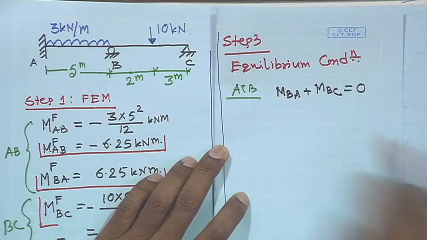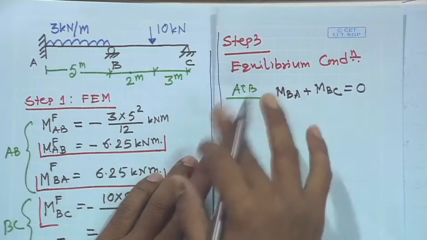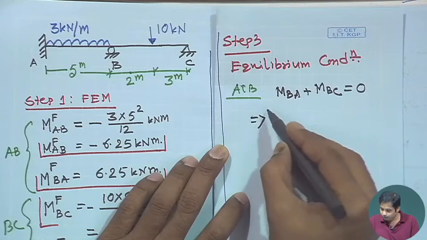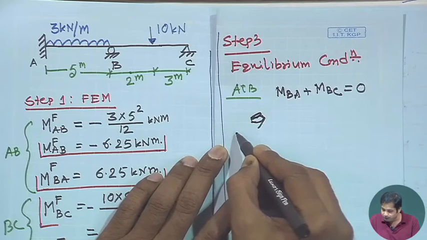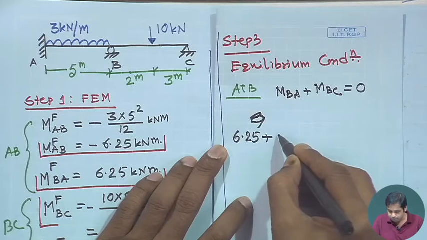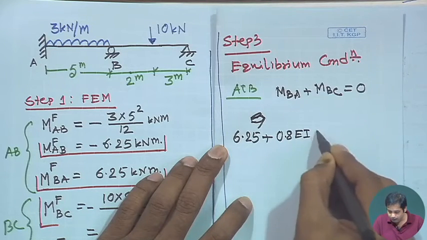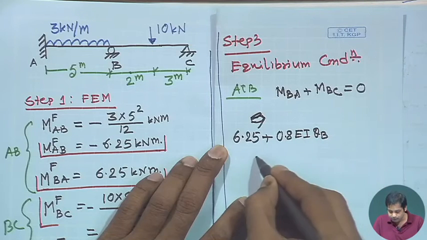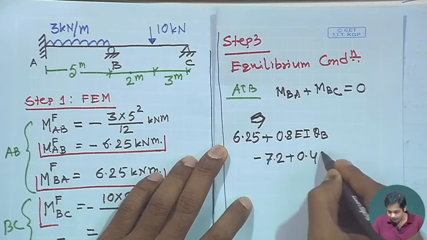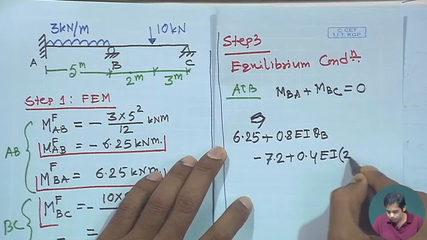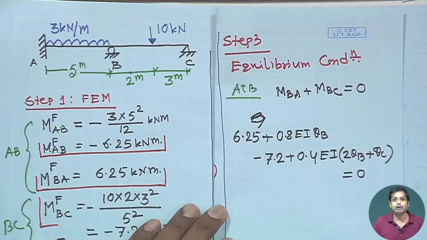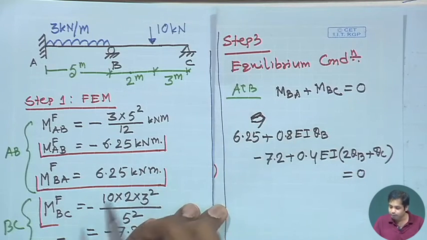Now, we have already obtained the expressions for MBA and MBC, and if we substitute them here, we get: MBA was 6.25 plus 0.8EI theta B, and MBC was minus 7.2 plus 0.4EI (2 theta B plus theta C), and that is equal to 0. Okay. So, this is the equilibrium condition at B.